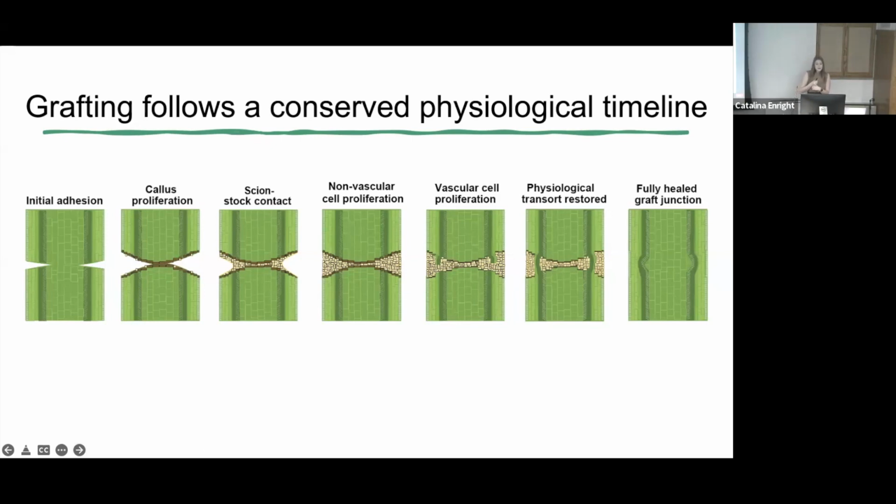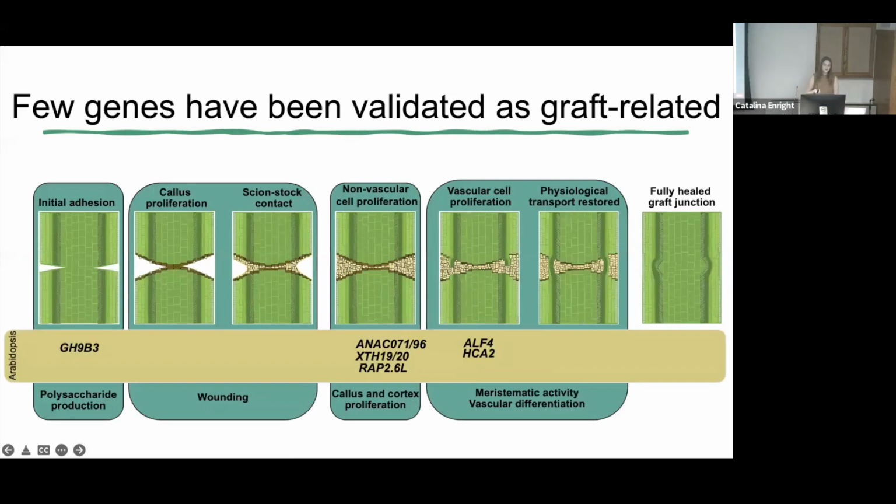Next, we have the non-vascular cell proliferation, meaning the pith, the cortex, and the epidermis start to differentiate. And we also get vascular tissue differentiation. Once we have enough vascular tissue restored, transport is able to reoccur and the graft is fully healed. Despite a really long history of using grafting, we only have a handful of genes that we've been able to show are directly related to grafting. These genes fall into the general categories of the initial adhesion step, the non-vascular proliferation, and the vascular proliferation.